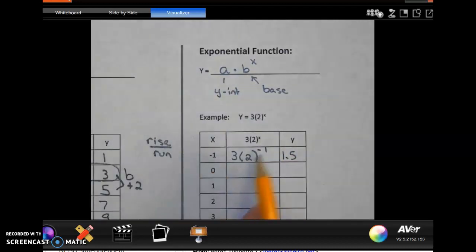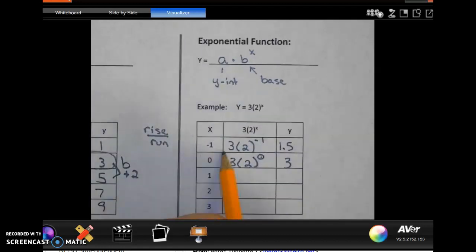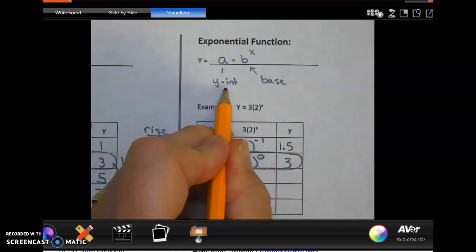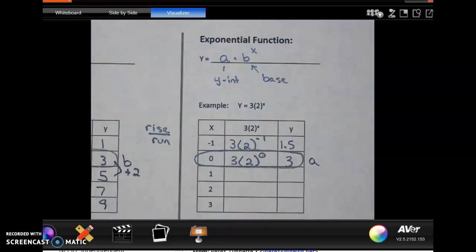Now if you don't know what 2 to the -1 power is, you can always use your power table that we made in class. Okay, plugging 0 in. 2 to the 0 power is 1. 1 times 3 is 3. So here's our 0, 3. This is going to be our y-intercept, hence our a value.